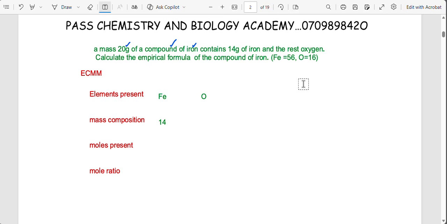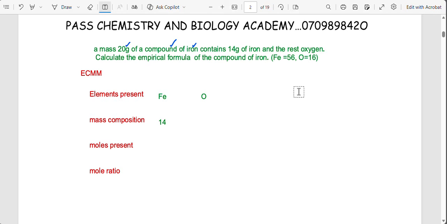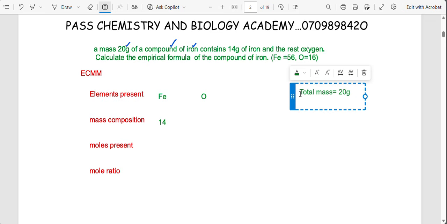We go to the next step. Composition. What is the composition of iron? They said a mass of 20 grams of a compound of iron contains 14 grams of iron. So meaning here we have 14 grams of iron, and the rest oxygen. Since they have given us the total mass of the compound, which is 20 grams.